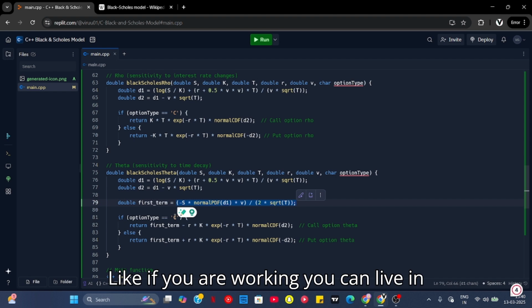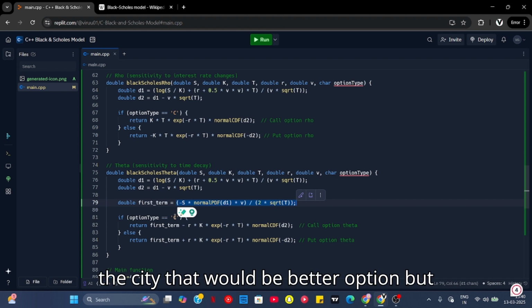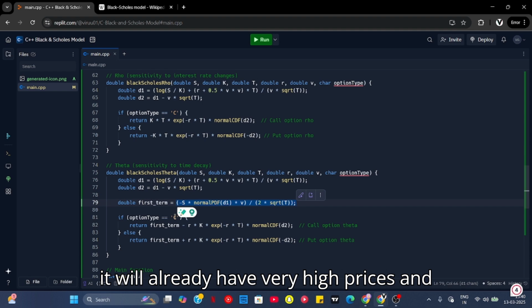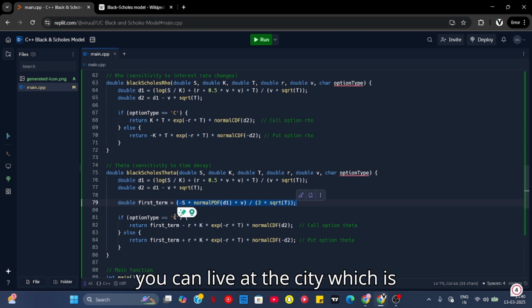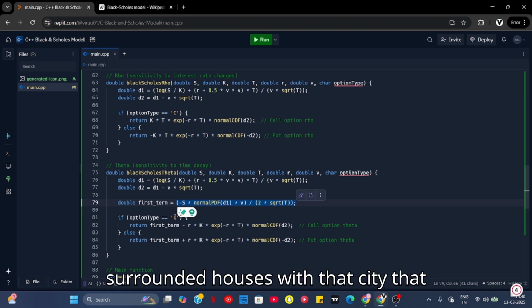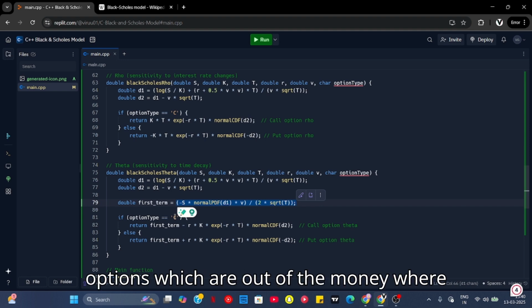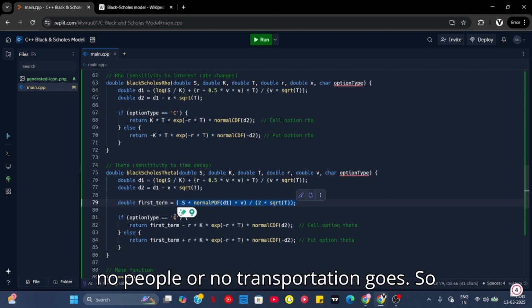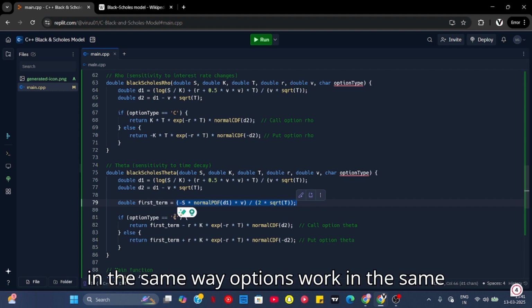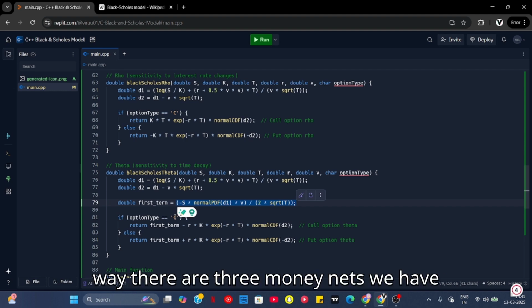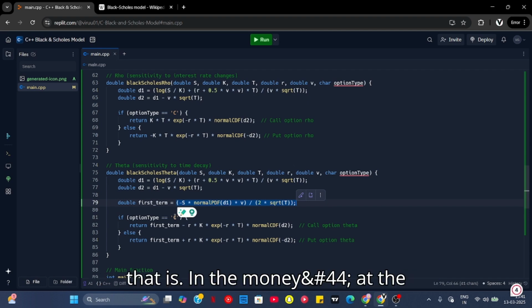If you are working, you can live in the city, that would be a better option, but it already has very high prices. And you can live at the city, in the houses surrounding that city, which would have relatively cheaper prices. And some options are out of the money, where no people or no transportation goes, so those are very cheap houses. In the same way, options work in the same way. There are three moneyness we have: in the money, at the money, out of the money.